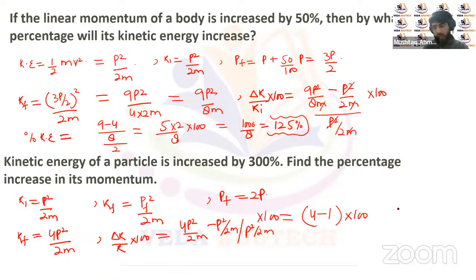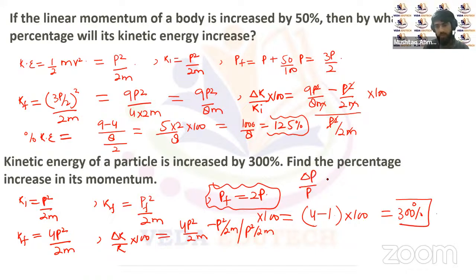Now this is 300%, right? This is 300%. It means that if we double the momentum, the kinetic energy changes by 300%. It means that the percentage change in momentum is 100%, right? So the percentage change in momentum is 100%.